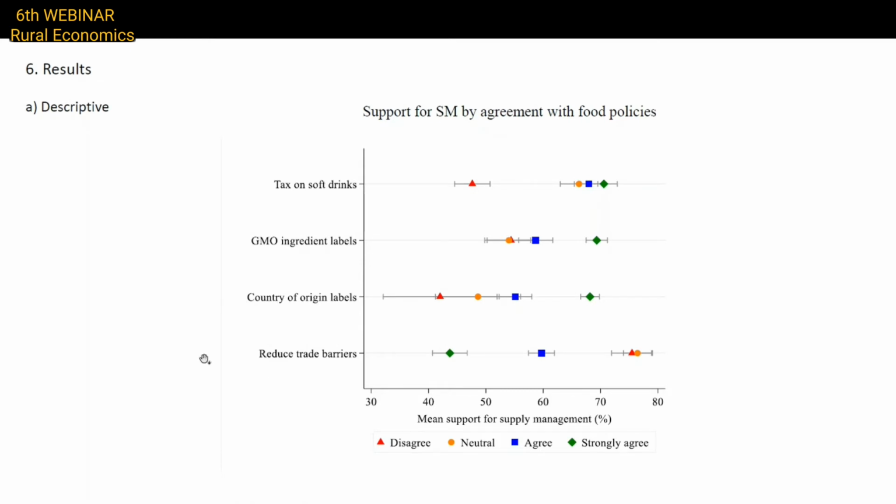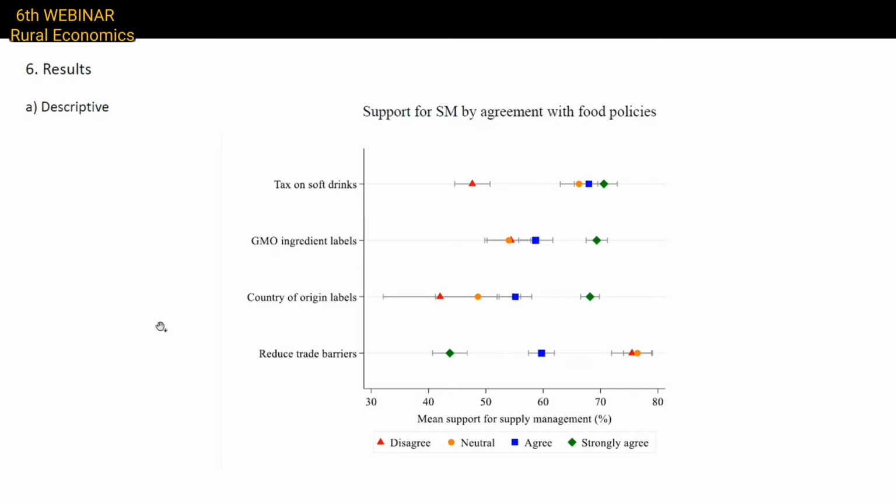This one is quite interesting, though, because supply management has very important and restrictive trade barriers. So we asked respondents, are you supportive of policies to reduce trade barriers, broadly speaking, not just on food, but on everything? You sort of support freer trade. So people that strongly agree with freer trade, broadly described, are relatively unsupportive of supply management. So about 45% predicted level of support for the policy. People who disagree, who want more trade barriers, are very supportive of supply management, almost 80% predicted support level.